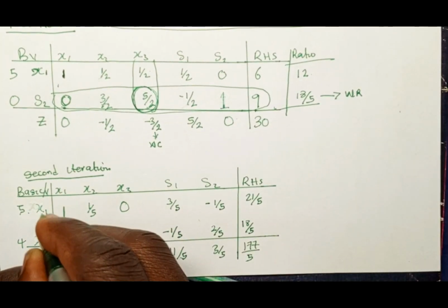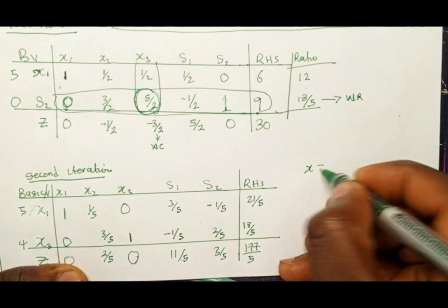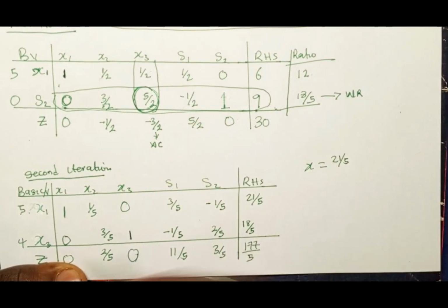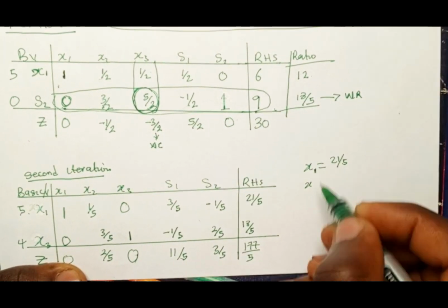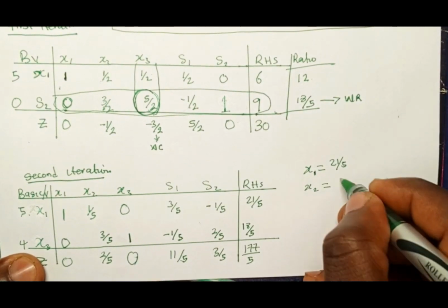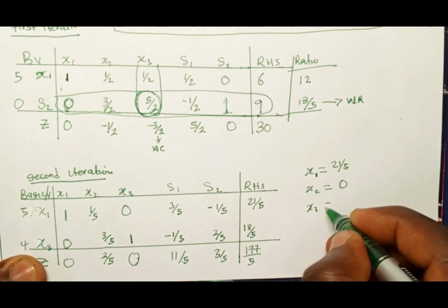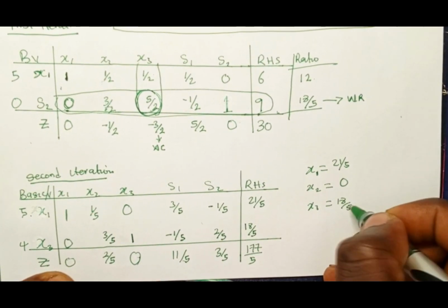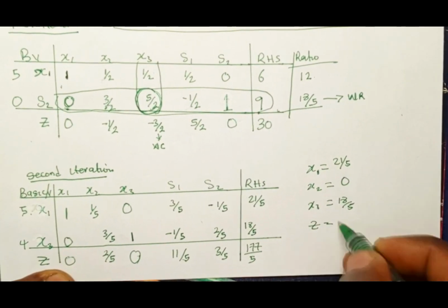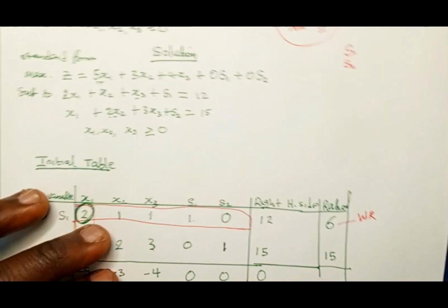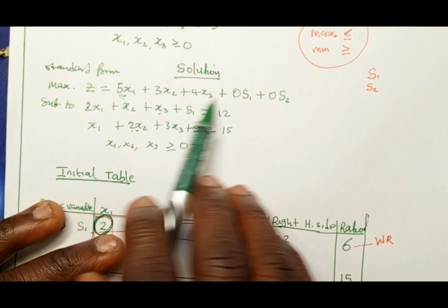So what are the basic variables here? X1 is going to be equal to 21 over 5. Then X2: there is no X2 here in this last iteration, so X2 is going to be 0. Then X3 is going to be 18 over 5. And Z is going to be 177 over 5.